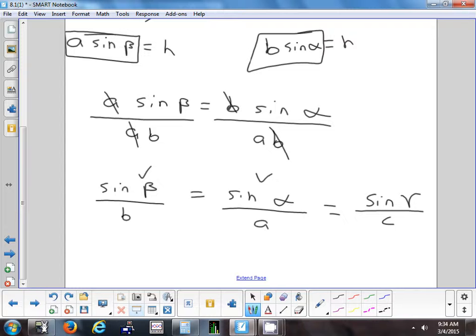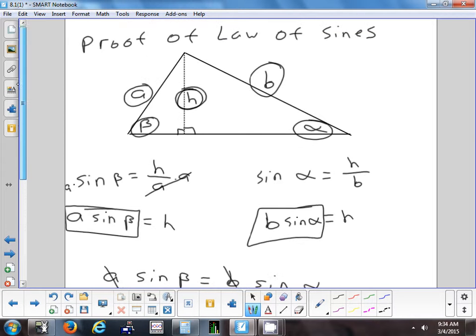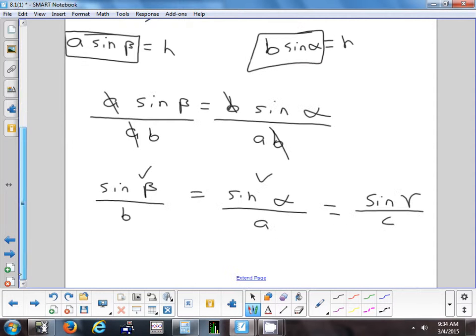Okay? So this part we didn't prove. You could prove it by drawing in an altitude from another angle and going through the same process again. The only tricky part about drawing an altitude in from another angle is the altitude might go outside the triangle. So when you draw in a perpendicular, the proof gets a little harder because the altitude is outside the triangle.